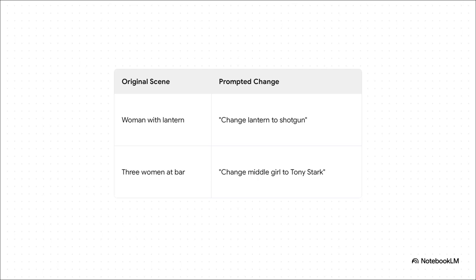Or let's go back to our bar scene. The prompt was, change the girl in the middle to become a man like Tony Stark. And poof, suddenly Iron Man is hanging out at the bar. It just understands the context and makes it look right.